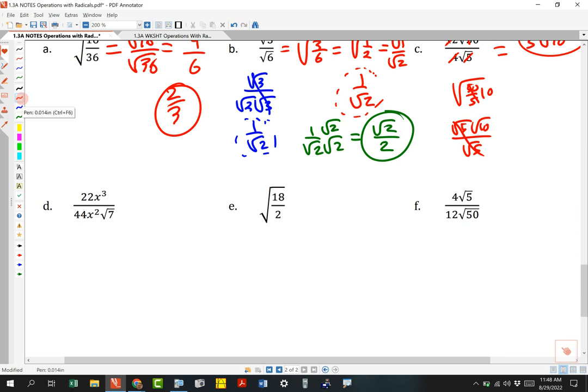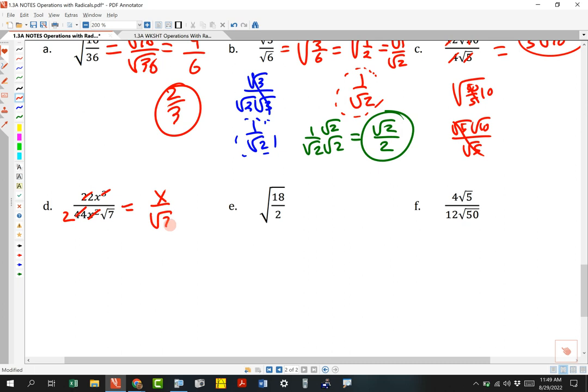I got a 22 and a 44. I kind of like that because I can just make that a 2. I've got 3 x's on the top and I've got 2 of them on the bottom. So those 2 will cancel with 2 of the ones on the top. That'll leave 1 x on the top. So I have an x over a radical 7.